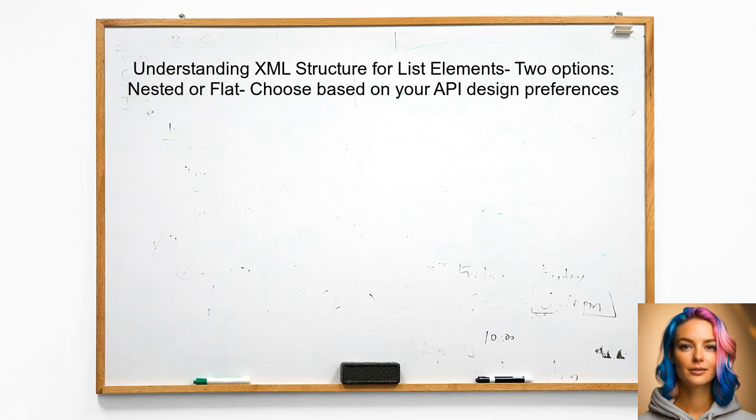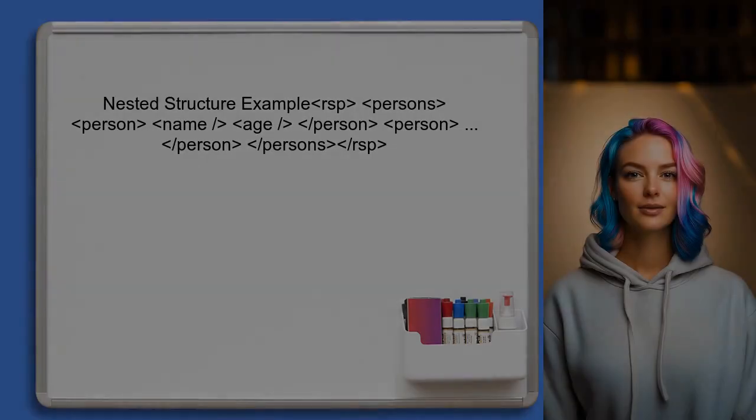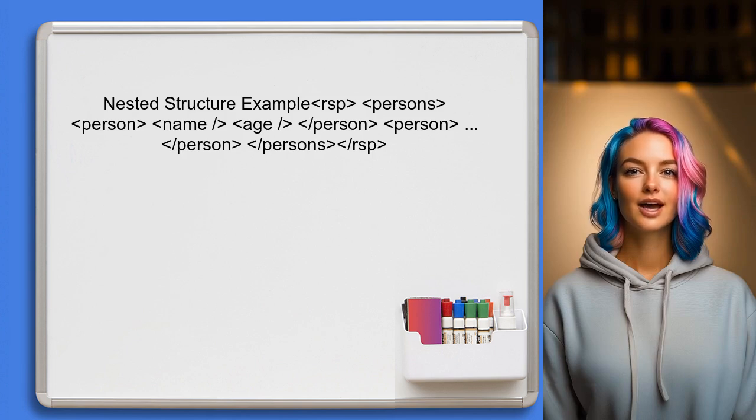To address the user's question about wrapping list elements in XML, we first need to understand the structure of the XML response. The user can choose between a nested structure or a flat structure for the list of persons. In a nested structure, the user wraps the list of person elements within a parent element. This can help in organizing the data and making it clear that these elements belong to a specific collection.